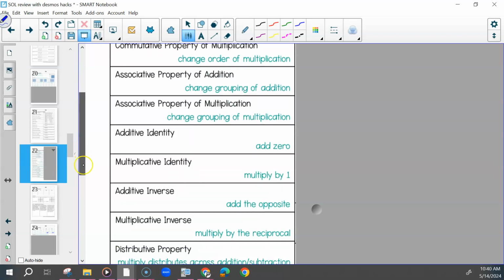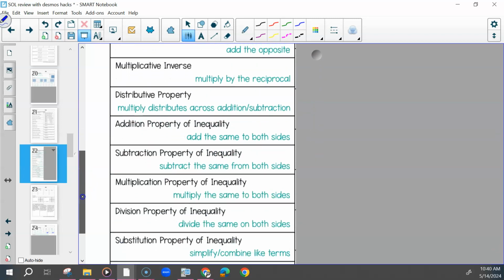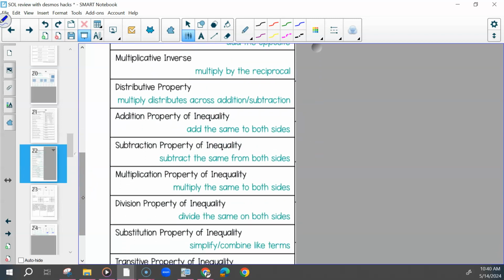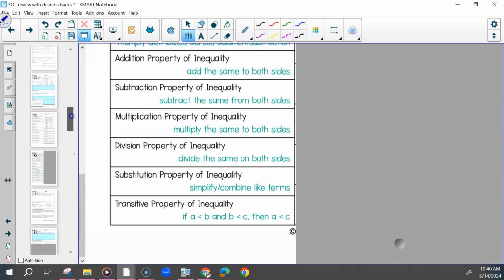The identities, pretty self-explanatory. The distributive property, we know. The properties of equality, you're doing whatever to both sides, adding to both sides, subtracting to both sides. Substitution is just something you know. So 2 times 2 is 4, you know that, substitution. Or when you simplify, or when you combine the terms, any of those. Probably not.